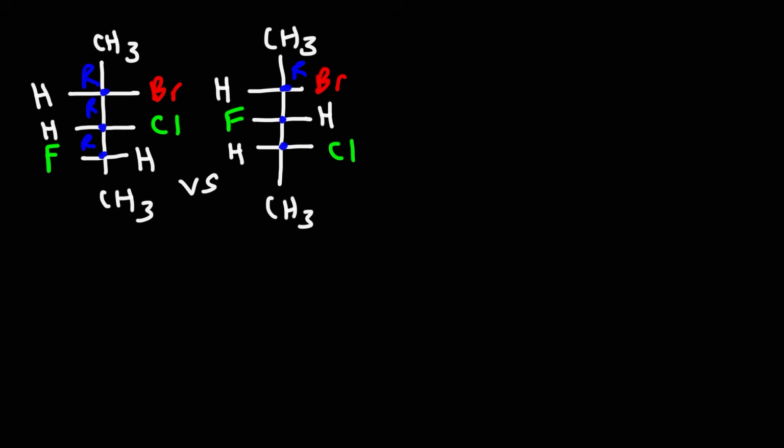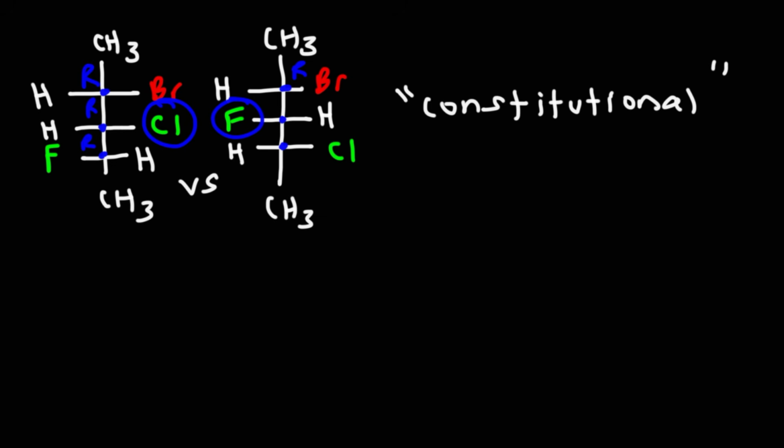Now notice we have an issue. On carbon 3 we have a chlorine, but on carbon 3 here we have a fluorine. Automatically when we see that, we know that the connection is different. Because they're connected differently, we automatically have constitutional isomers. We don't really have to look at the chiral centers anymore. We don't have to look at their configuration.